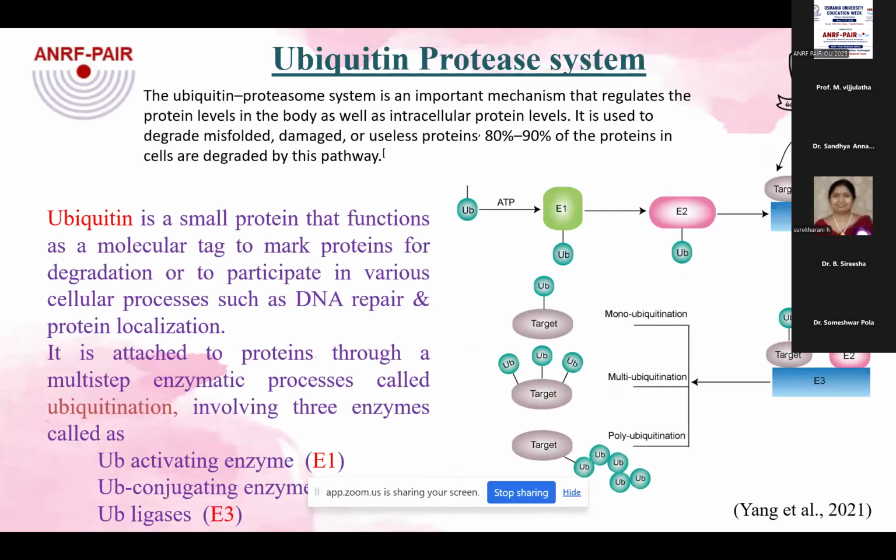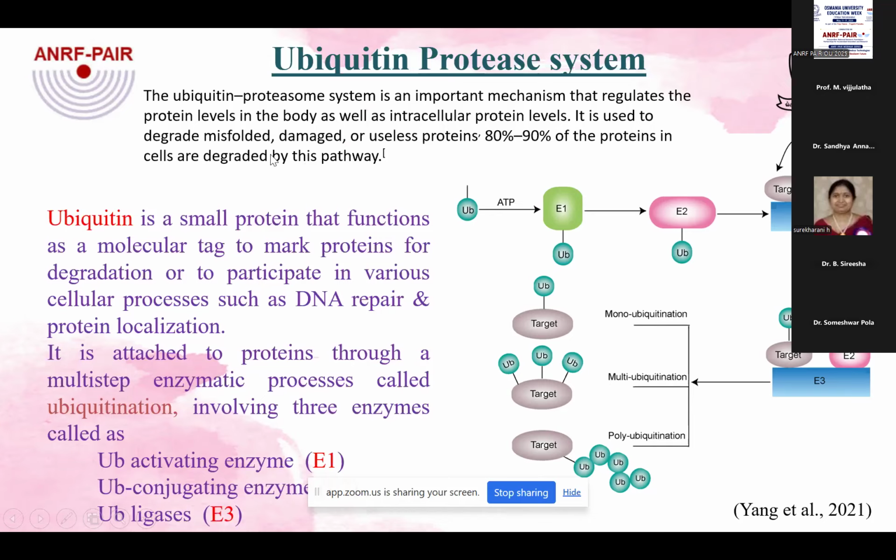So as you all know, this ubiquitin protease system is an important mechanism that regulates the protein levels in the body as well as the intracellular protein levels. It is used to degrade the misfolded, damaged, or the proteins which are not in use. So 80 to 90% of the proteins in the cells are degraded by this pathway. But now the question arises: how are these misfolded, damaged proteins recognized?